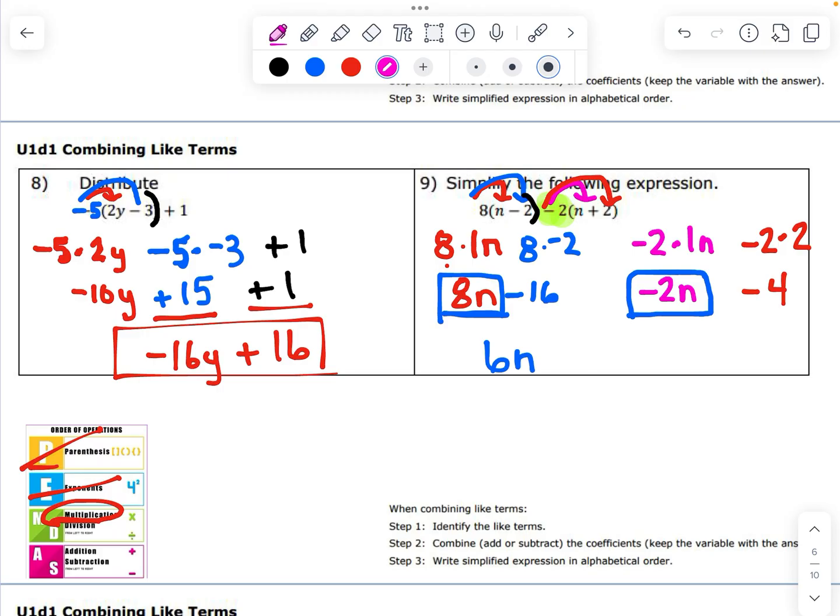Then I see -16 right here. That's a constant. And -4, that's another constant. They are alike. So if you owe $16 and then you borrow $4 more, you're going to end up owing $20. Now that the 6n Nutter Butters is different than this money right here, then we are done. That is as simplified as we can get.